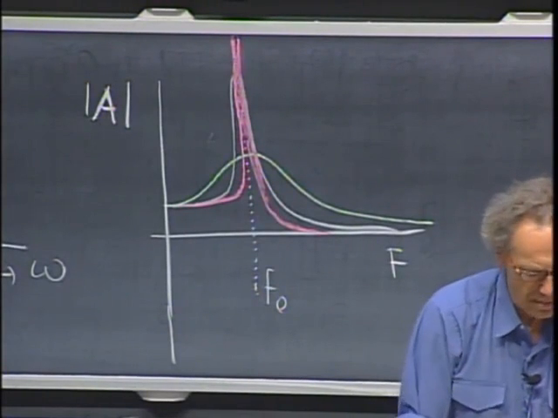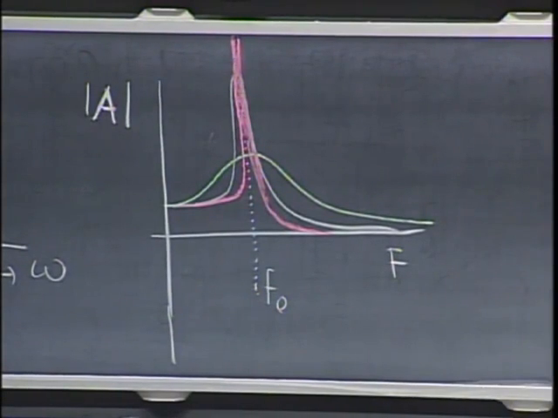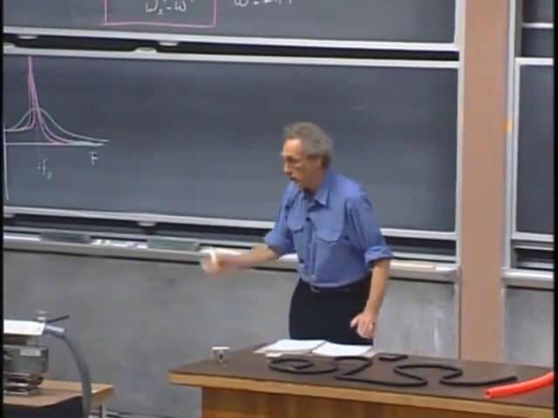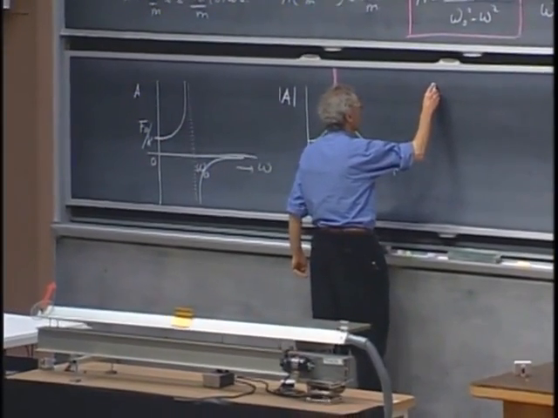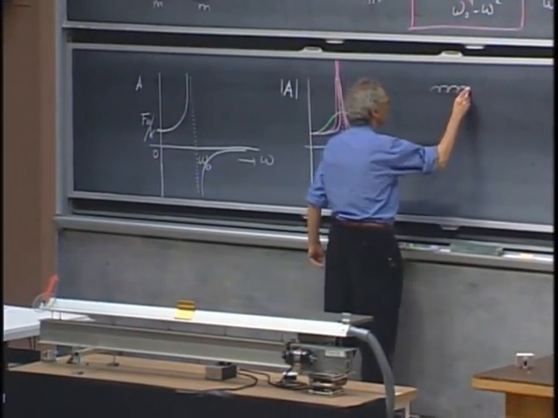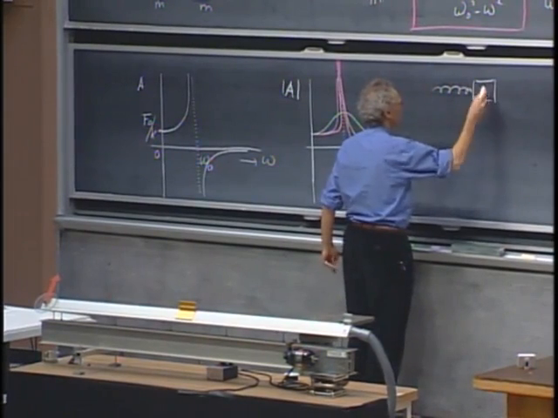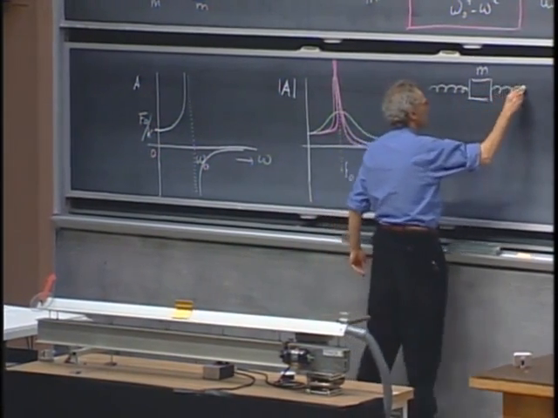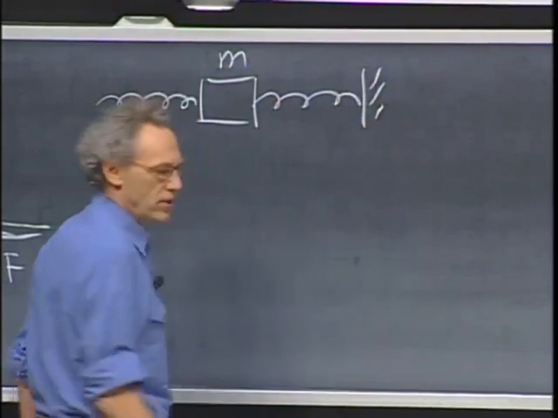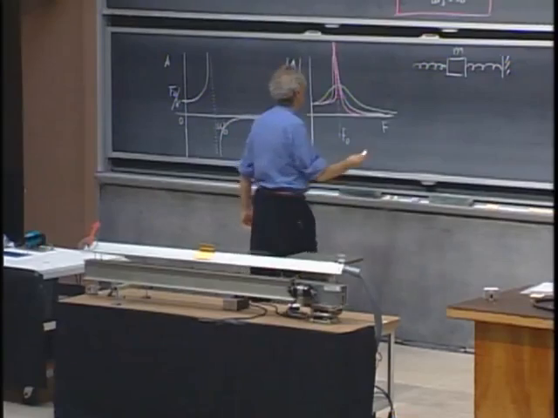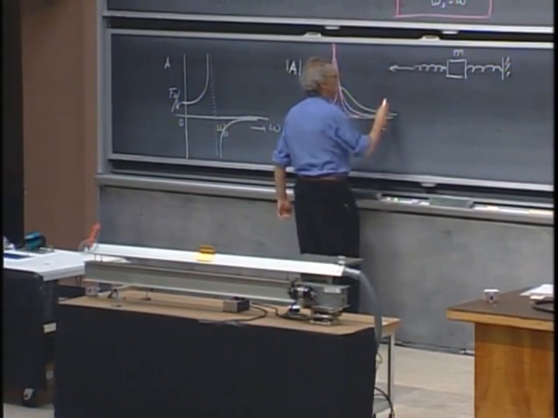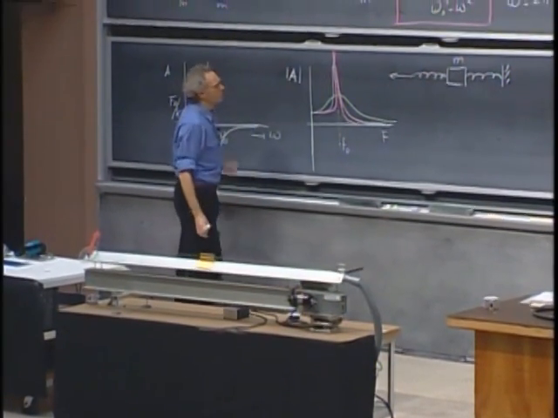I have here a system on the air track, which is an object that I can drive with a frequency that I can choose. Here is a spring, object, mass m, and here's another spring. It's fixed on this side, right there, and here I'm going to drive it. So I have here this variable force that you see there.